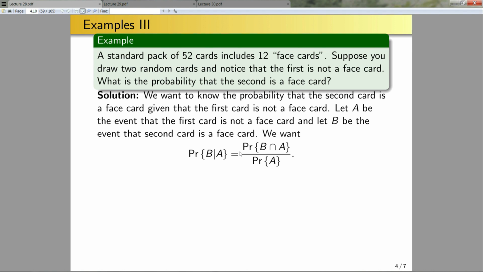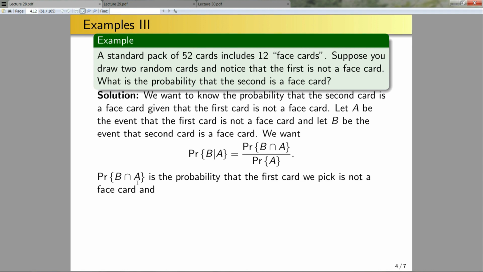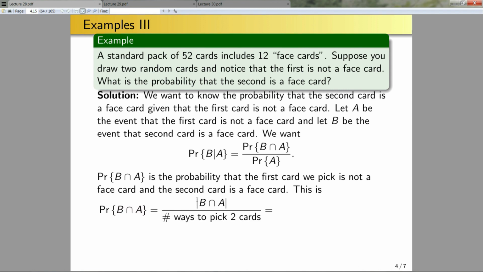So let's examine this top probability here. The probability of B intersect A is the probability that one, the first card we pick is not a face card, and two, the second card is a face card. So what do I know about these cards? Well, generally speaking, unless I tell you it's biased, we're assuming that cards are uniformly shuffled, and the probability distribution of getting any particular card is uniform. So from here, I can say that the probability of B intersect A will simply be given by this expression here, coming from the fact that these cards are uniformly distributed.